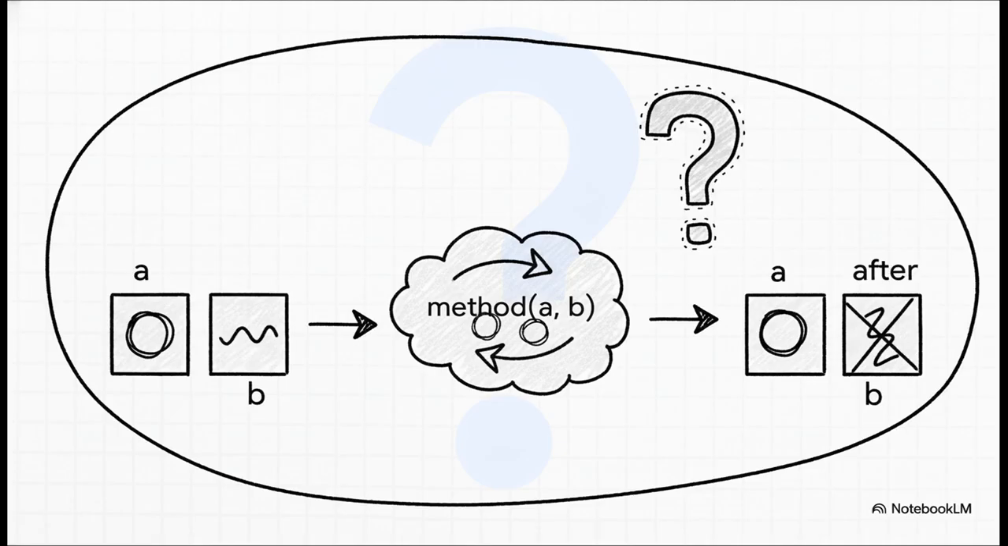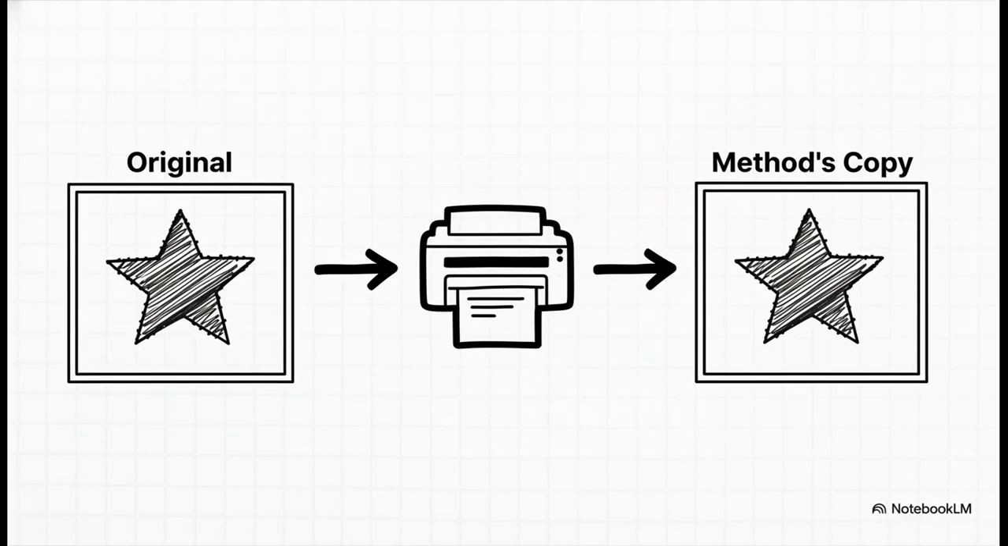What is going on? And here it is, the big answer. This is a fundamental rule in Java you just have to burn into your memory. Java is always passed by value. What that means is when you pass a variable to a method, you are not handing over the original variable. You're giving the method a photocopy. The method can do whatever it wants to that copy, scribble on it, tear it up, but the original is back in your code, perfectly safe and untouched.